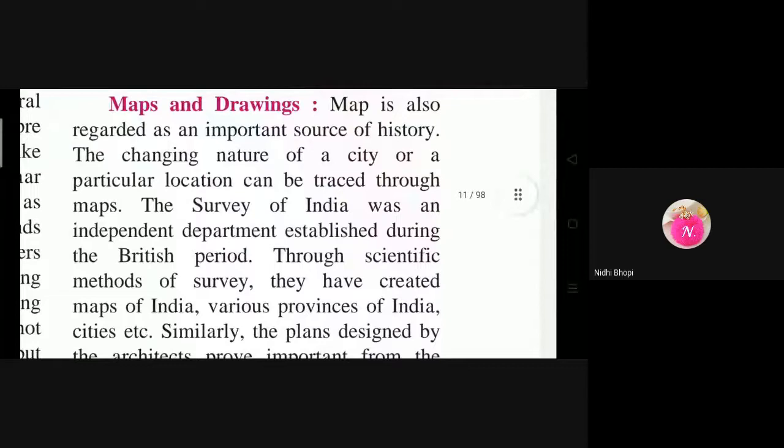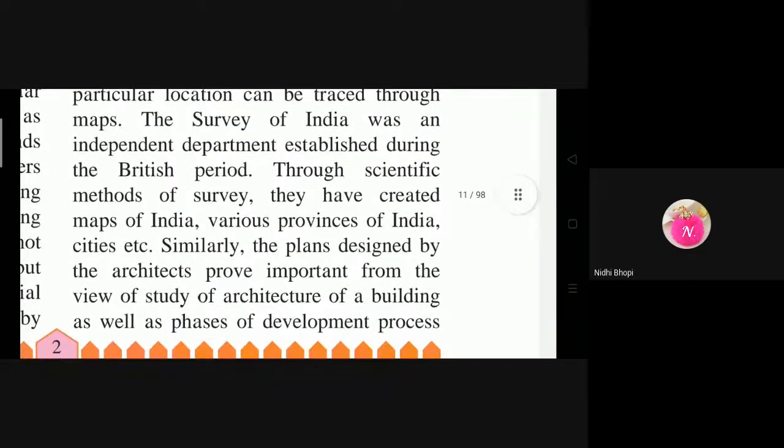Maps and drawing. Maps are also regarded as an important source of history. The changing nature of a city or a particular location can be traced through maps. The Survey of India was an independent department established during the British period. Through the scientific method of survey, they have created maps of India, various provinces of India, cities, etc.